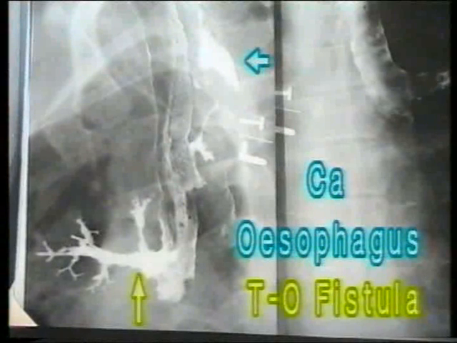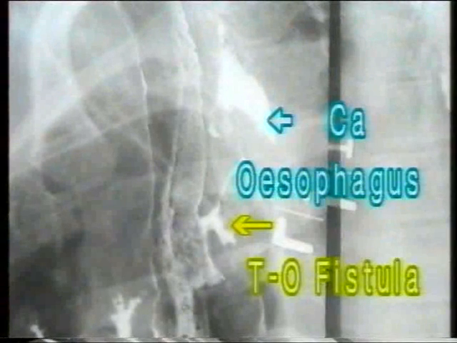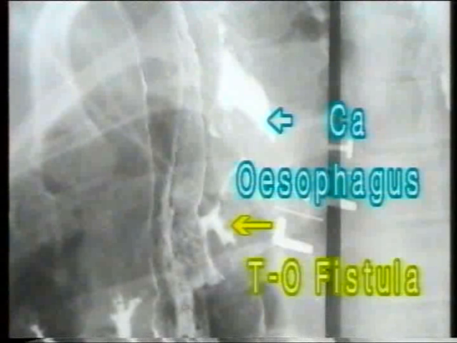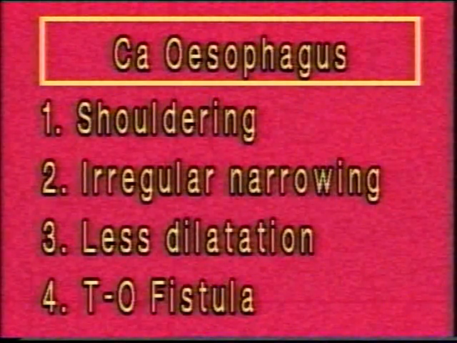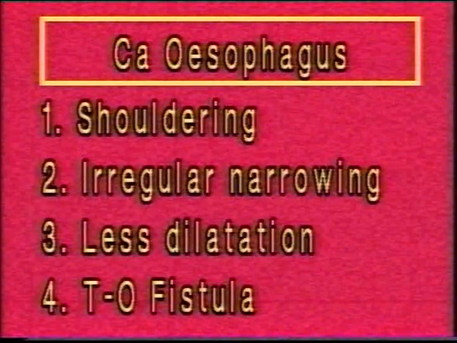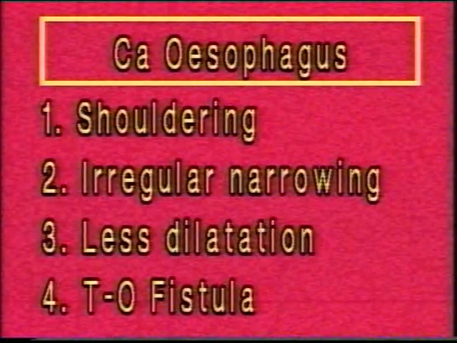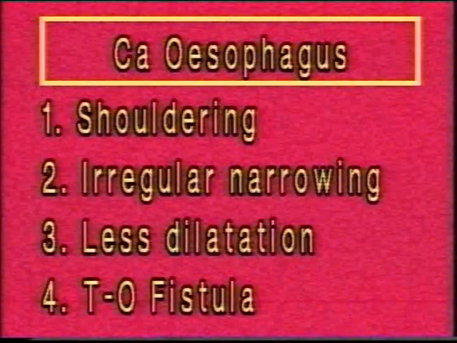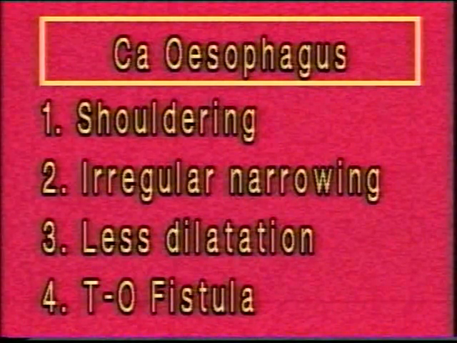On careful examination in oblique position, the fistula is demonstrated. Note the shouldering and irregular narrowing of the esophagus above, and the tracheoesophageal fistula shown by the horizontal green arrow. So the characteristics of a malignancy of esophagus are shouldering or abrupt start of the growth, irregular narrowing due to mucosal destruction, less dilated proximal esophagus, and sometimes TO fistula.